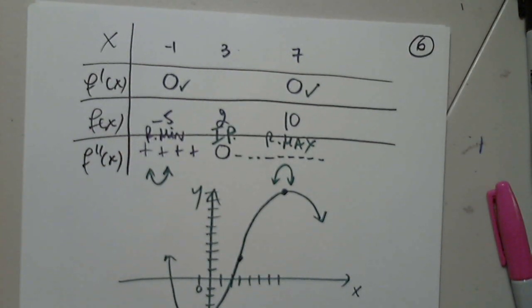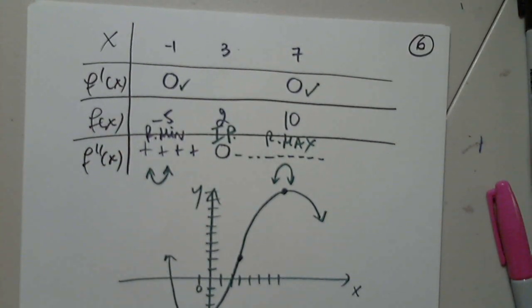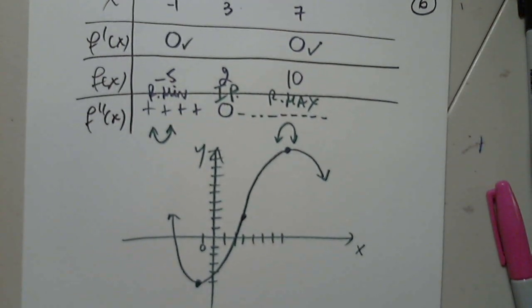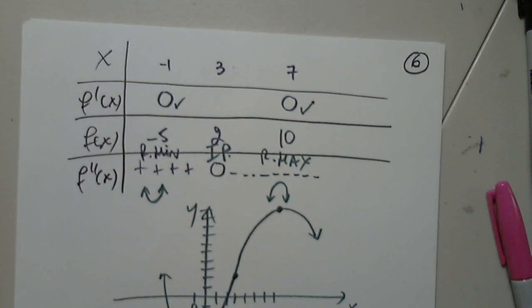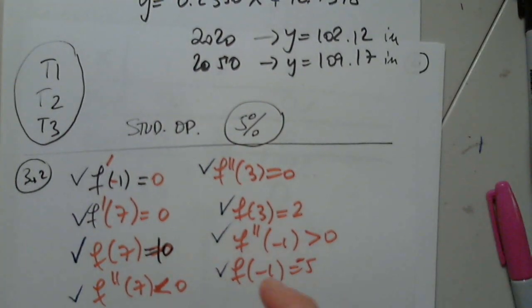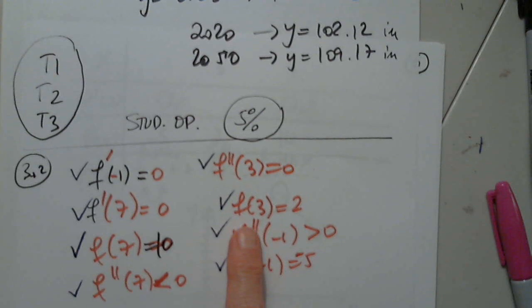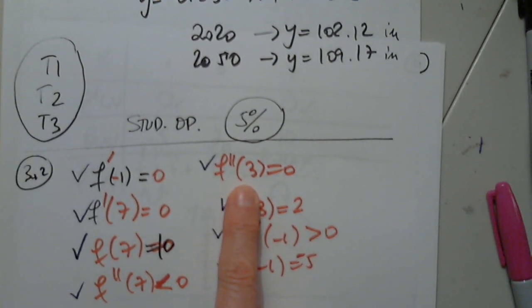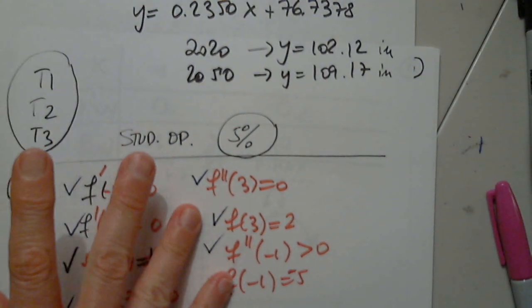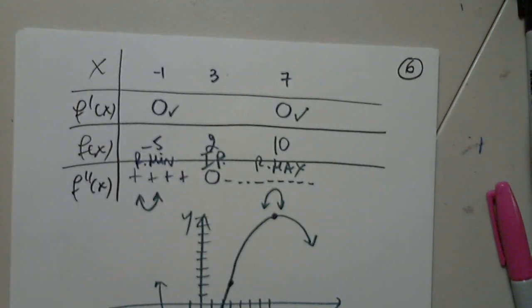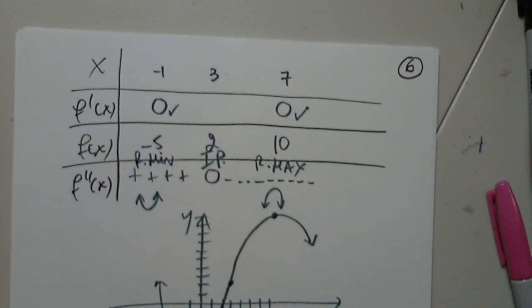Oh, let me ask this. At the point where we wrote 2, why did we write 0 under it? Like F double prime. Oh, because F double prime of 3 is 0. Oh, never mind, I got it. I answered my own question. Good. I love it when that happens.